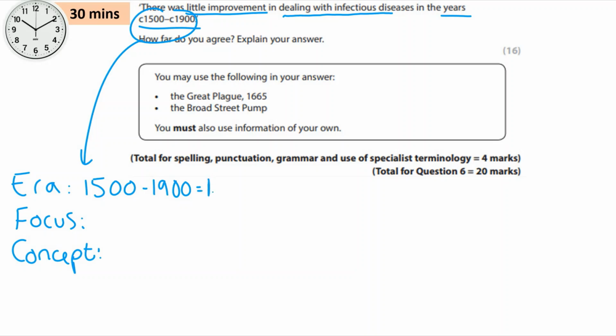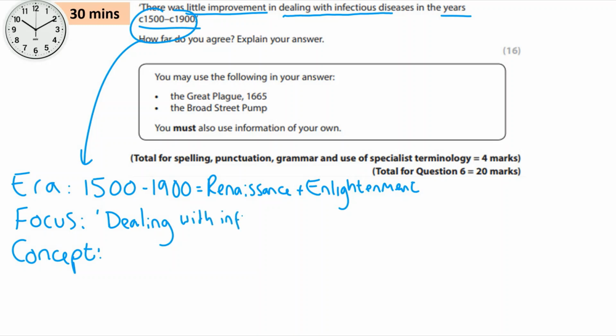So I know that 1500 to 1900 covers the Renaissance and the Enlightenment parts of the course that I've studied. So that gives me a range of things I can talk about, going all the way through these years 1500 to 1900. Now, the focus is a little trickier with this question. It says dealing with infectious diseases.